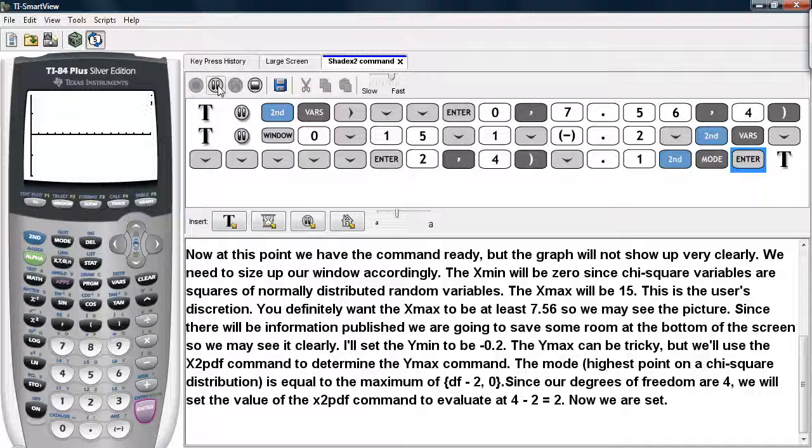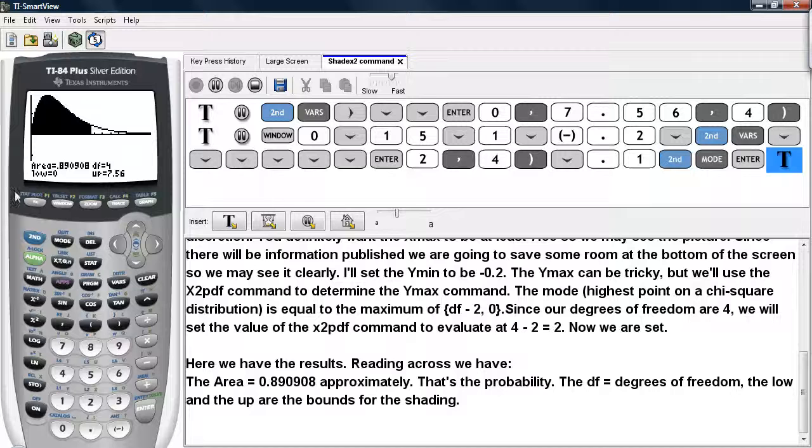And here we see the graph being shown. And here we have our results. The area, about 0.89, that is the probability of having a score between 0 and 7.56 under this particular chi-square curve. The degrees of freedom are posted right next to it.